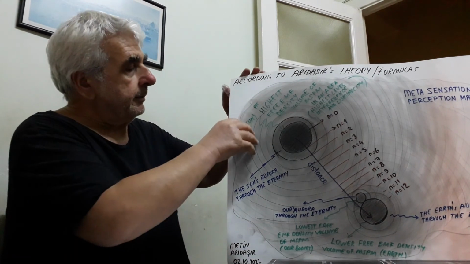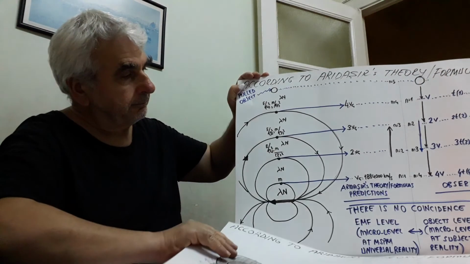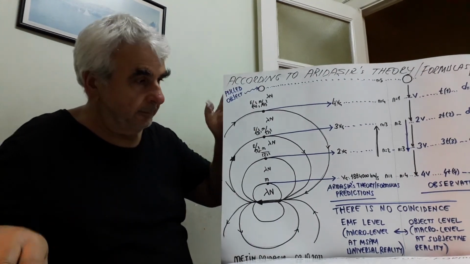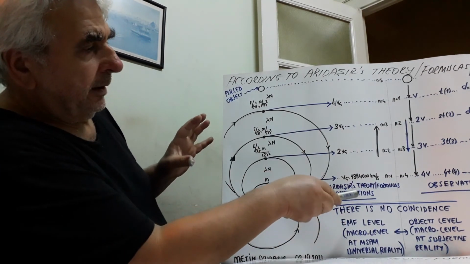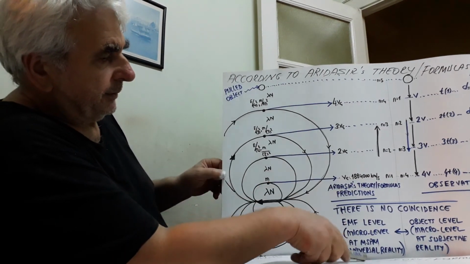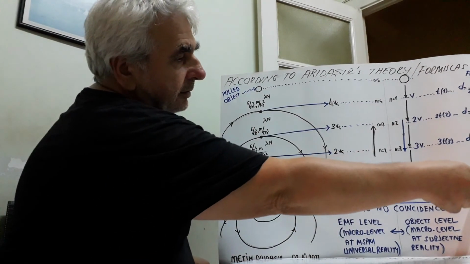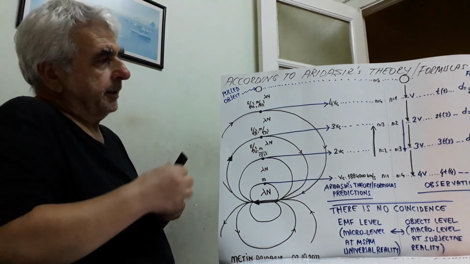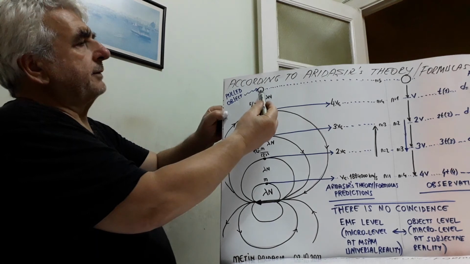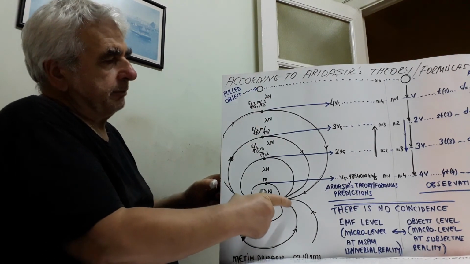Yes, now, finally, left side, my theory, formulas, predictions, okay? Right side, observations, free-fall observations. Here, on the left side, the pulled object. This is, say, a single electron motion form.